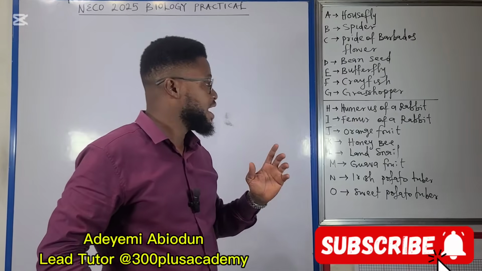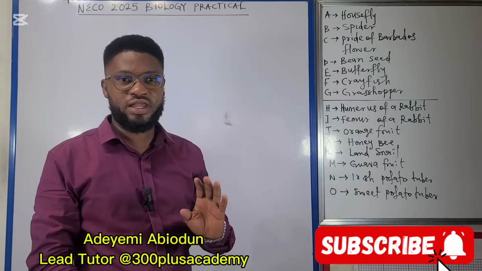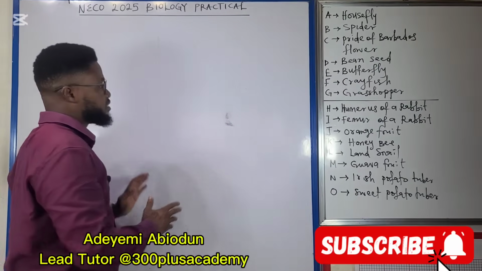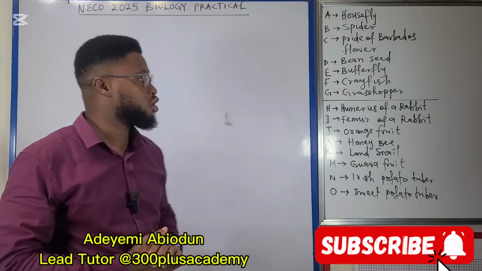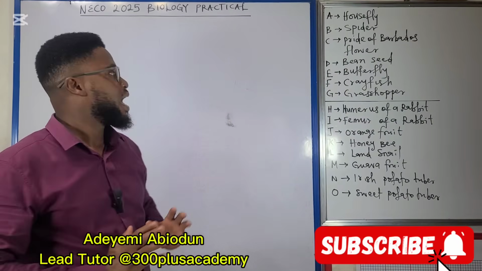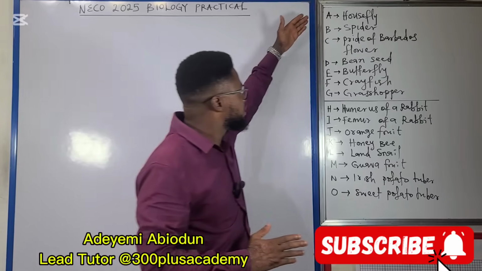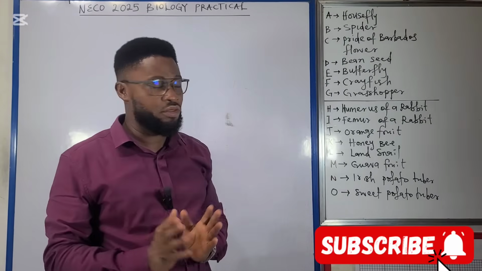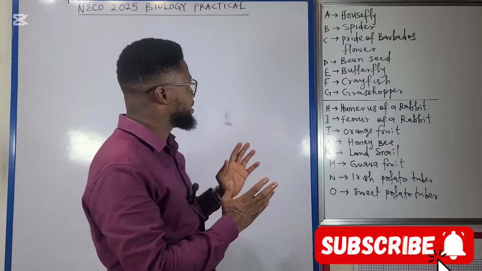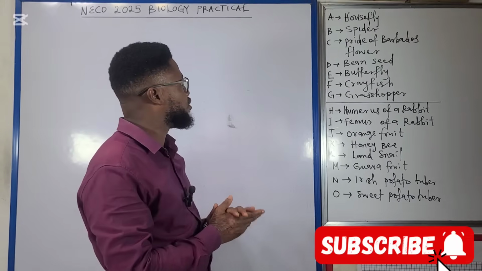It's about time for NECO 2025 Biology Practical. Now, for this forthcoming practical, we've been given 15 specimens. And having looked at these 15 specimens, as you can see on the board, we've been able to look at the links, the probabilities, and all of that.